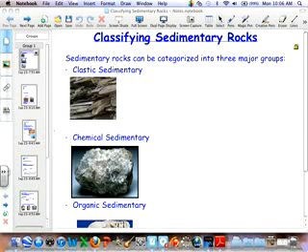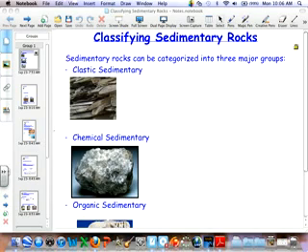Alright, so today we look at classifying sedimentary rocks. AJ, I want to make sure you're taking notes with us today. We break down sedimentary rocks into three types.